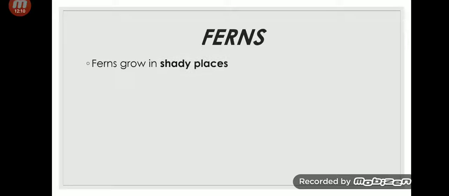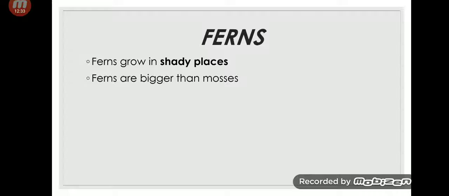Now we will proceed toward the second group of plants, which is ferns. Ferns grow in shady places. Shady means which have shadow on them. So ferns grow in shady places. If there is a place with direct sunlight, the ferns will not go there. They need shady places to grow.